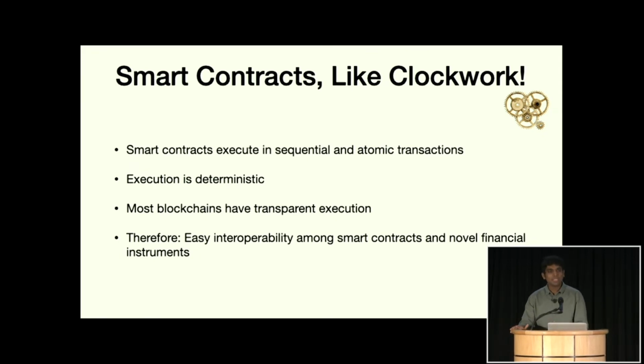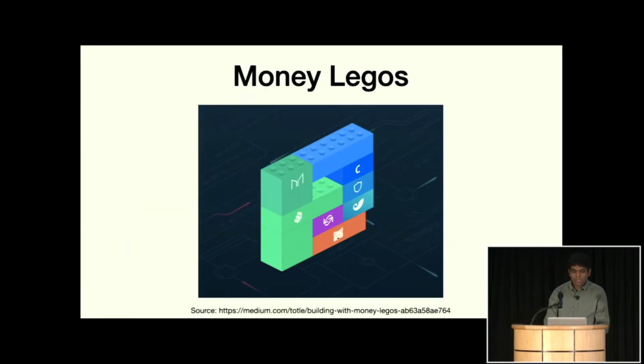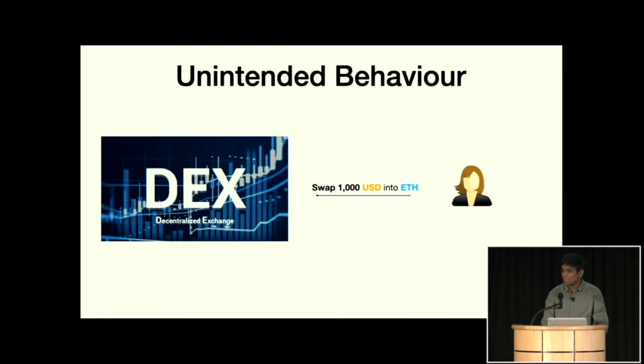Therefore, this has enabled easy interoperability between the smart contracts and also has enabled building novel financial instruments. You often see this notion of money Legos, where DeFi applications smoothly interact with each other, and this interaction, admittedly, has been increasingly more and more complex. Now, I just want to focus on one application, not even the interaction of multiple applications, and highlight how it causes unintended behavior that was not originally envisioned in these applications.